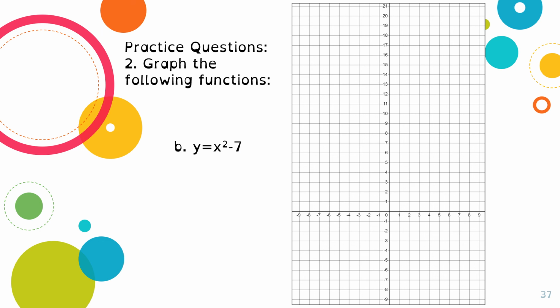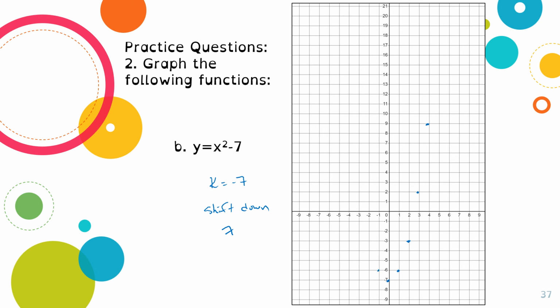y equals x squared minus 7. Because it's minus 7, k is equal to negative 7, so we're shifting down 7 units. The same thing: 0, 0 is now going to be 0, negative 7. 1, 1 we're going to shift down to be 1, negative 6. 2, 4 is going to be 2, negative 3. 3, 9 is going to be 3, 2. 4, 16 is going to be 4, 9.